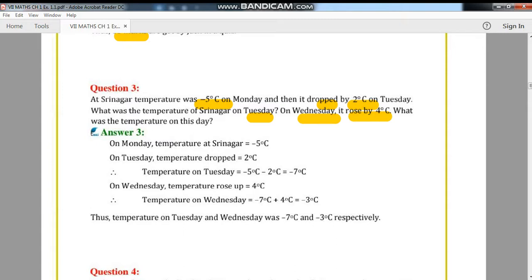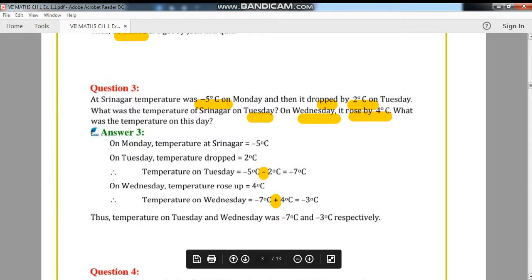Now if the temperature has decreased, we have to do the subtraction, and if the temperature has risen, we have to do the addition. So you can do accordingly.